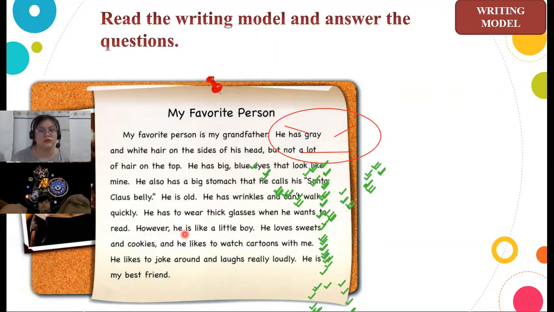However, he is like a little boy. He loves sweets and cookies. And he likes to watch cartoons with me. He likes to talk around and laughs really loudly. He is my best friend.